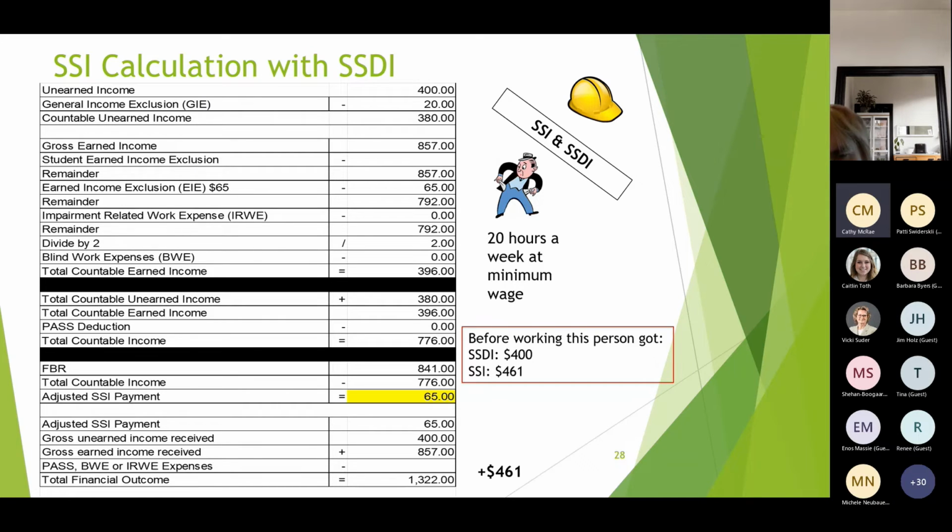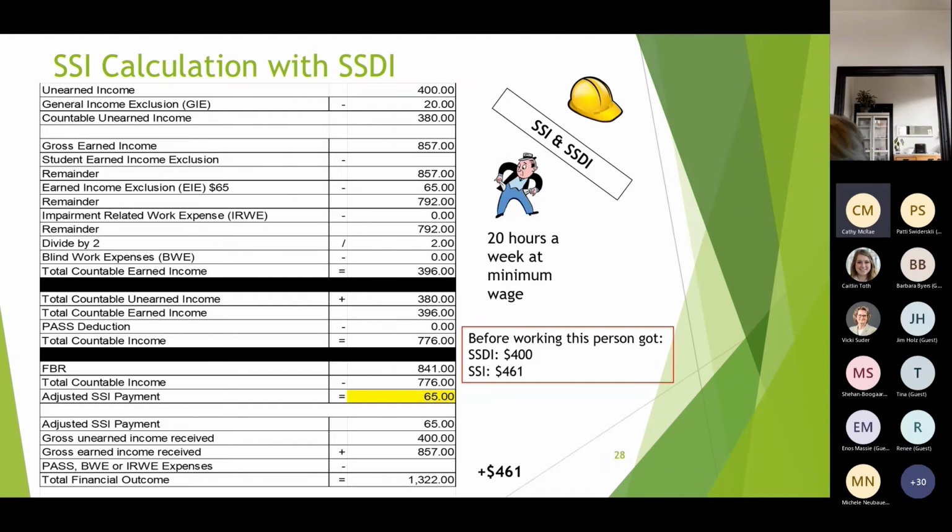So briefly, this is a person who gets SSI and SSDI. And as you can see up at the top, they're getting unearned income, so their SSDI of $400. We're popping that general income exclusion right off the top of that, leaving us $380 in countable unearned income. This person's working 20 hours a week at minimum wage, so they've got $857 of gross earned income. We take the earned income exclusion off of that, leaving us with $792. We divide that by 2. We now have countable earned income of $396.